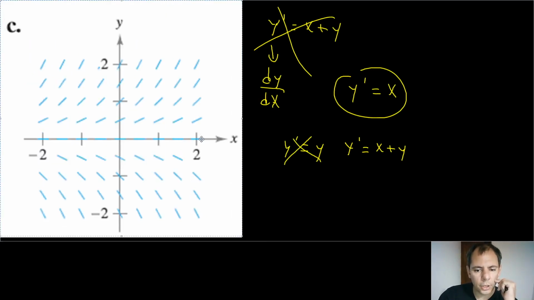So as x changes, nothing is changing, okay? You can see that all across, x doesn't change. There you go. But when y changes, it increases. When y increases, the slope increases. When y decreases, the slope decreases. So you know that the differential equation that fits the slope field is this one. y prime equals y. Okay?